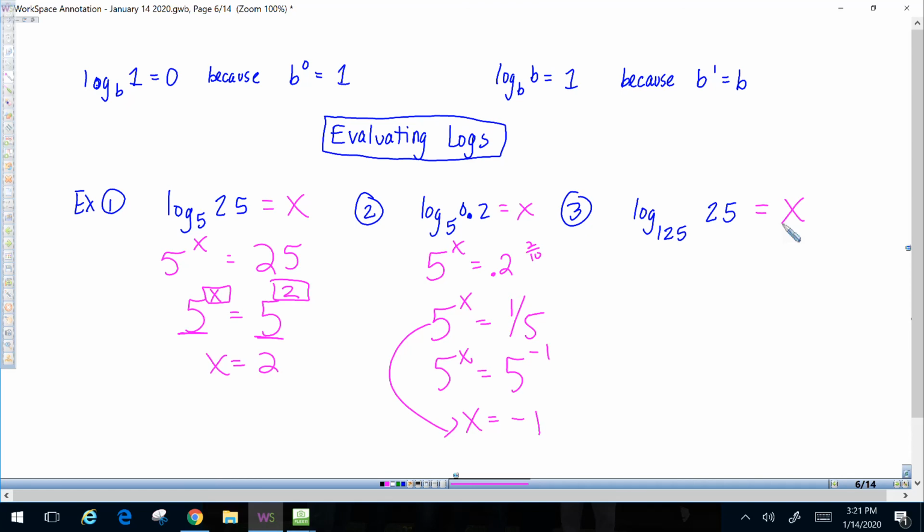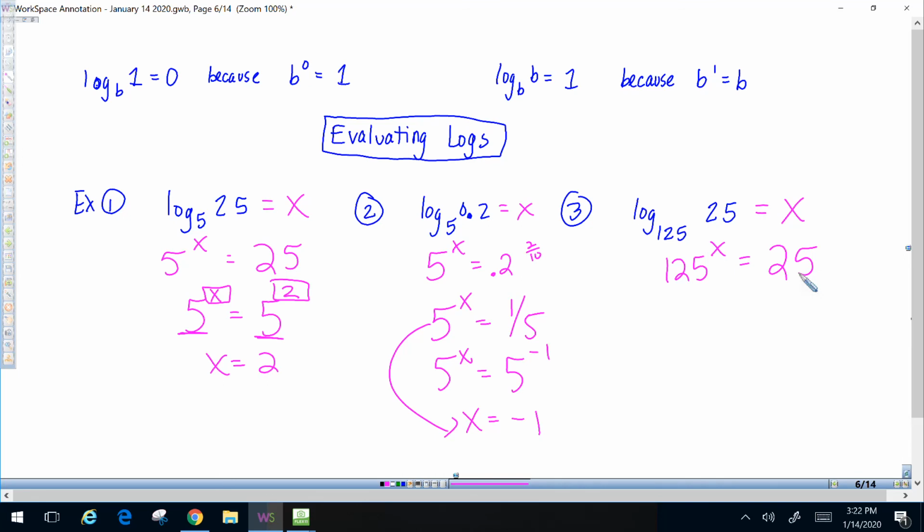So we're going from a logarithm to an exponential. Their inverses, we'll look at them soon as inverse functions. So when we switch, we get 125, that's our base, to the x equals 25. That's our answer part.